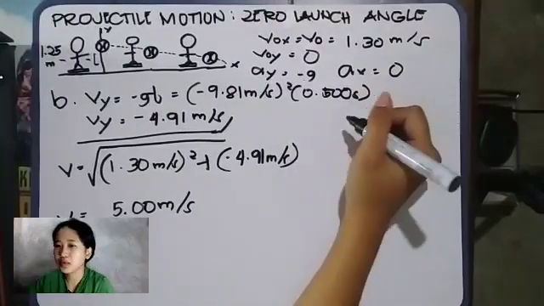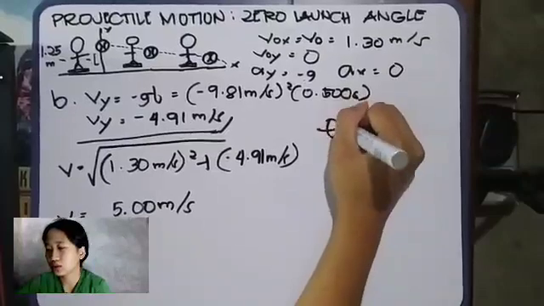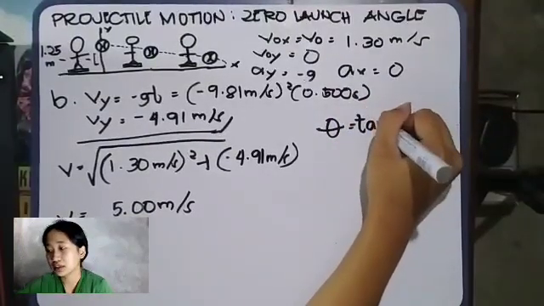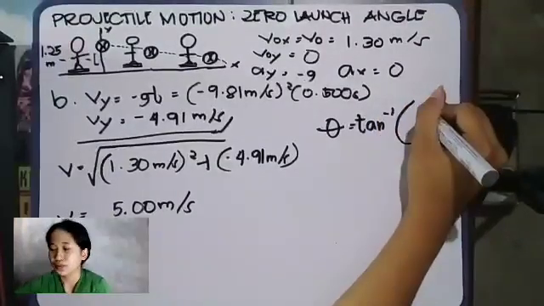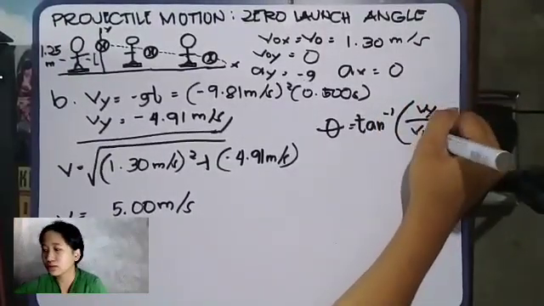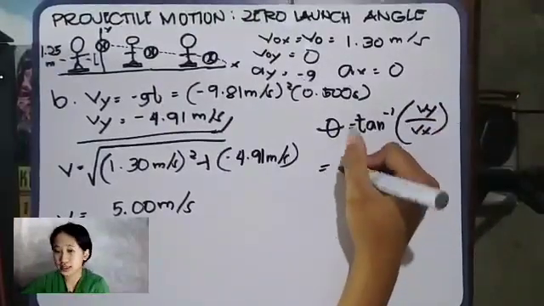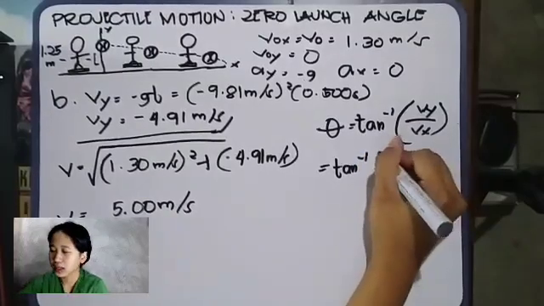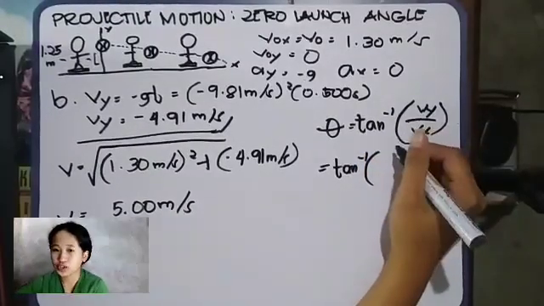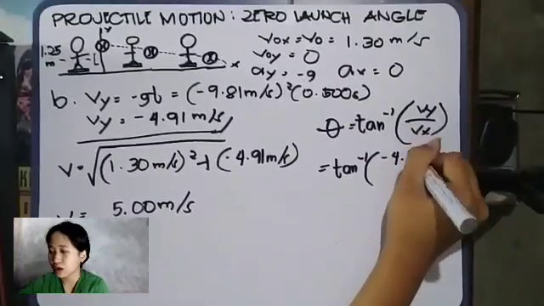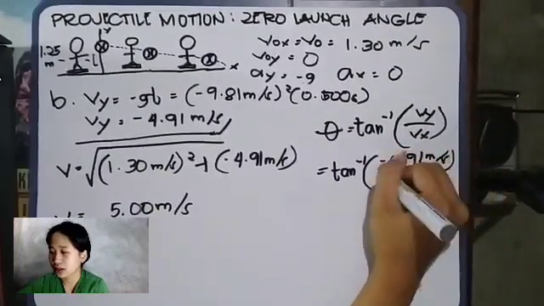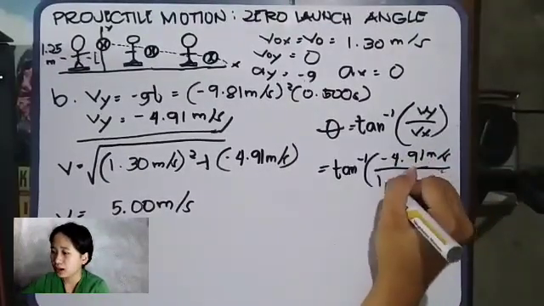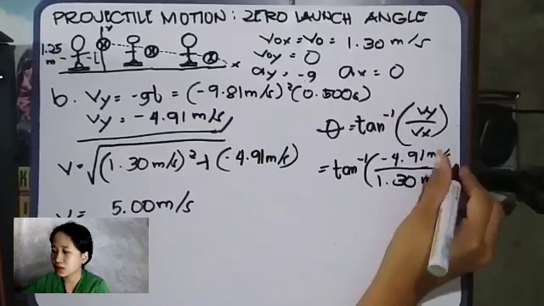Okay, para makuha yan is gagamitin natin yung formula na inverse tangent times V sub y all over V sub x. Then, of course, isa-substitute lang natin. Theta equals inverse tangent V sub y, which is yung negative 4.91 meter per second natin, all over yung V sub x natin na 1.30 meter per second.